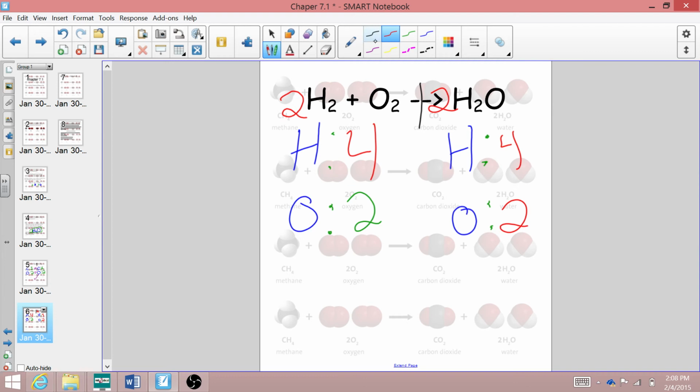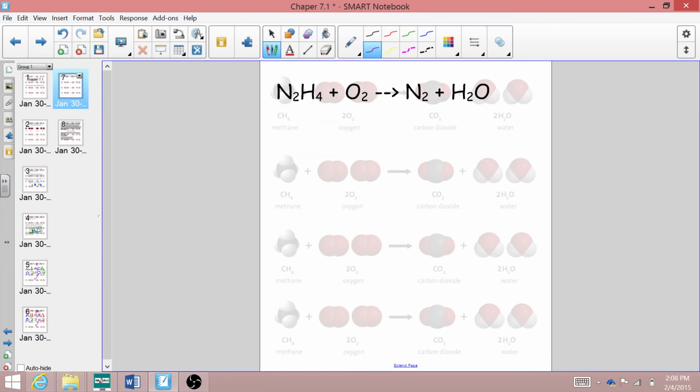So now I look at my total numbers. Sorry, 4 hydrogens on my reactant side and 4 hydrogens on my product side, so those are equal. 2 oxygens on my reactant side and 2 oxygens on my product side, so those are equal. So we are done. Now I have a third example here.